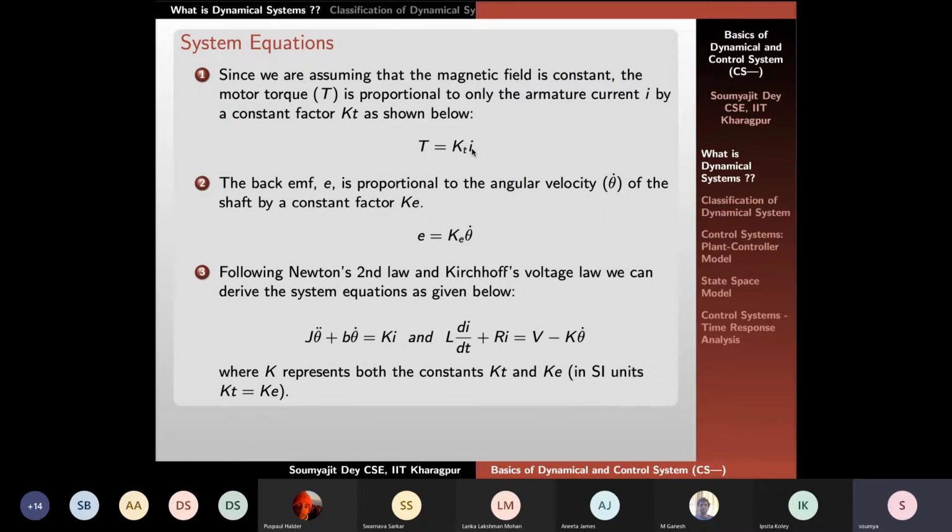Coming back here, what fundamentally happens is we have this electromagnetic induction principle generating the motor torque, right? And this motor torque is proportional to both the magnetic field and the current. Now considering the magnetic field as constant, it is proportional to the current, right? Similarly, when you have this kind of motor movement, there would be what they call a back EMF. Due to this movement, a back EMF is generated, and this back EMF is again proportional to the velocity.